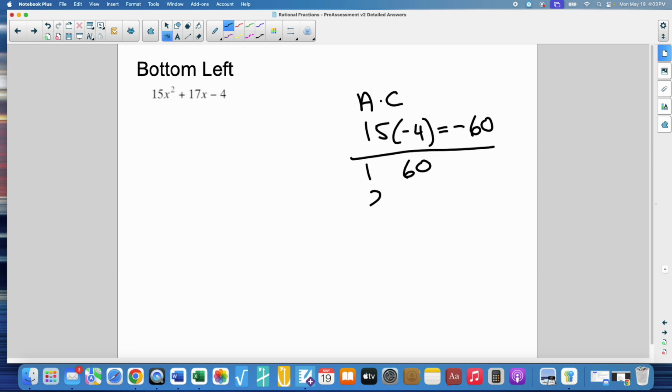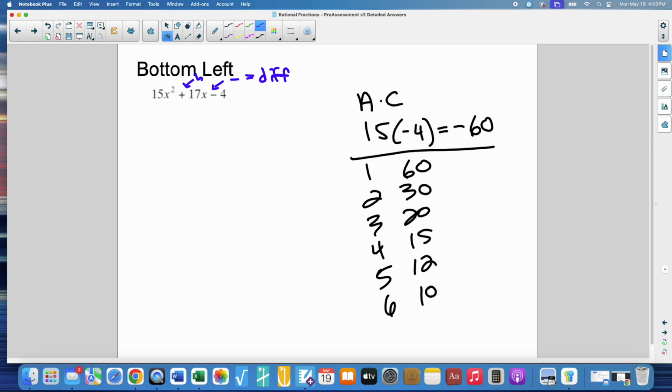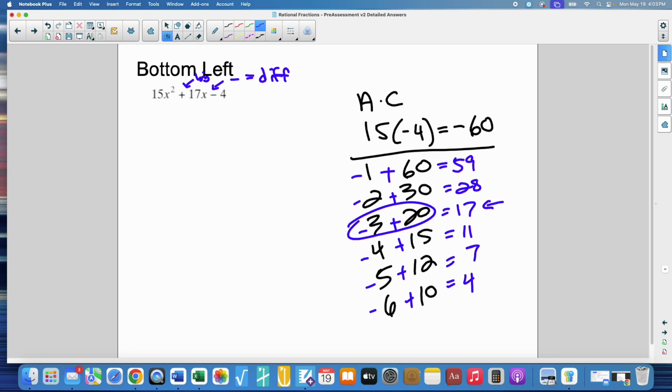Factors of 60 are 1 and 60, 2 and 30, 3 and 20, 4 and 15, 5 and 12, 6 and 10, 7 no, 8 no, 9. My signs are different. If this is negative, it means that they're different, and the bigger is positive. So I'm going to make all the bigger numbers on the right bigger than the numbers on the left, and the signs have to be different. That gives me 59, 28, 17, 11, 7, and 4. My middle number is 17, so I'm going to take negative 3 and 20.